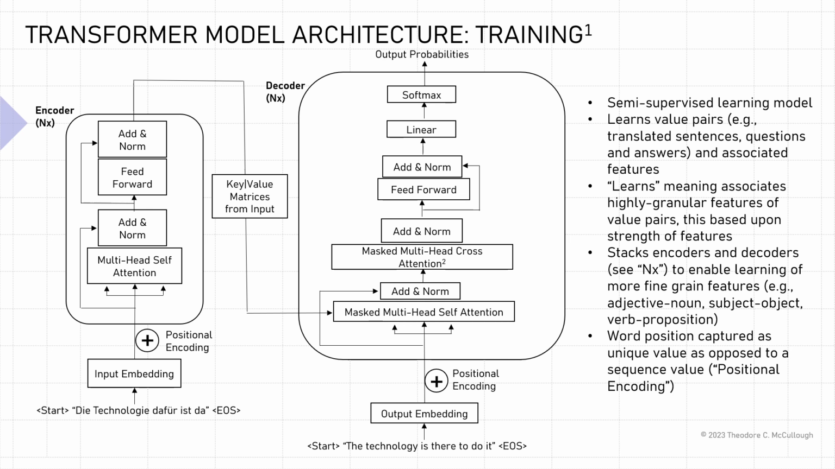And you can understand why this is advantageous for models such as GPT-4, for example, because it's impractical to have to label large amounts of data to be learned. And learning really means an association of highly granular features and value pairs based upon the strengths of these features. Further, these encoders and decoders can be stacked to learn more fine-grained features, such as, for example, adjectives and nouns, subjects and objects, and verbs and propositions.